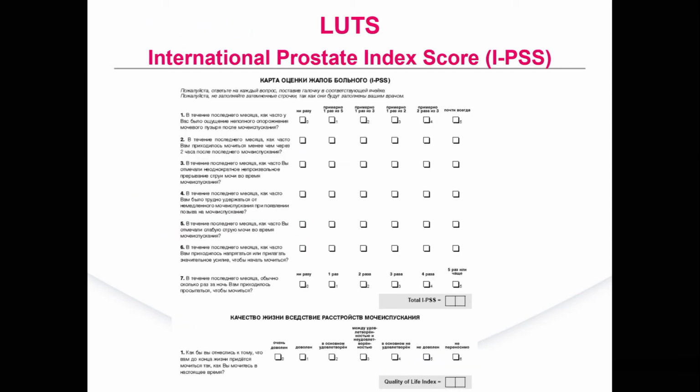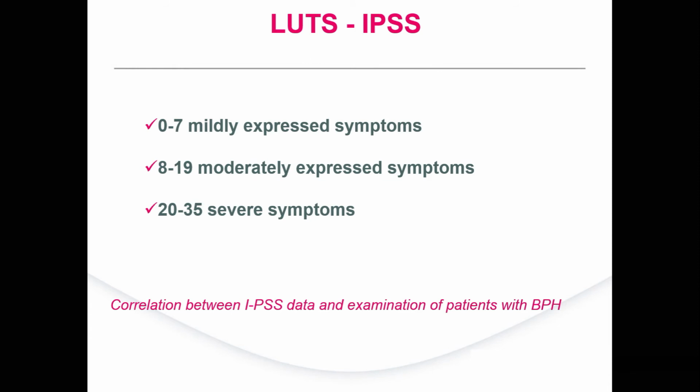We also evaluate the lower urinary tract symptoms by the International Prostate Symptom Score, where we have a test with points, and we collect all these points and determine the stage of BPH. So here we have the lower urinary tract scores. From 0 up to 7 we have mildly expressed symptoms, from 8 to 19 moderately expressed symptoms, and from 20 to 35 severe symptoms. So we make any surgical treatment from 8 up to 35, and mildly expressed symptoms can be treated by conservative treatment.